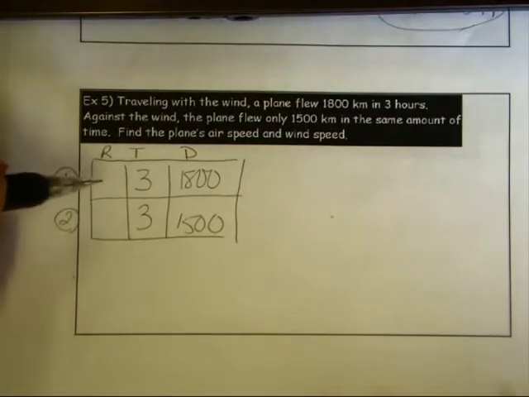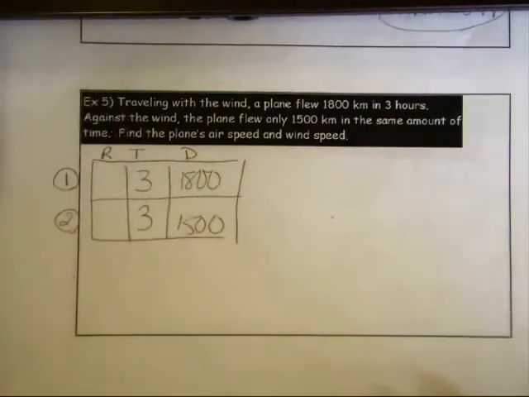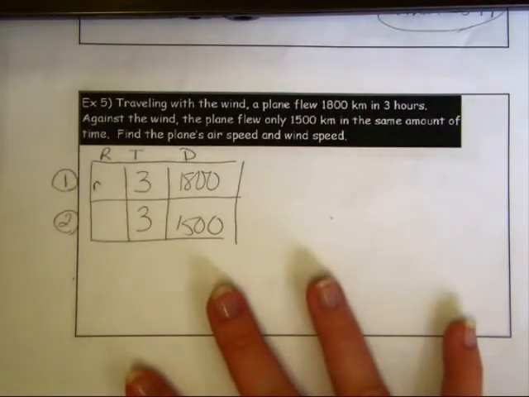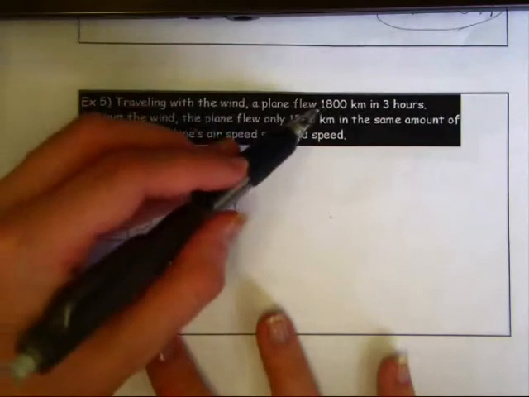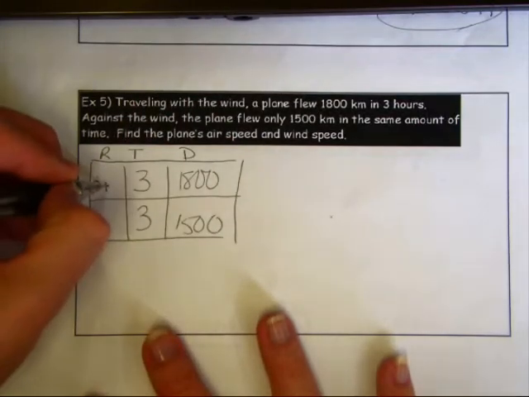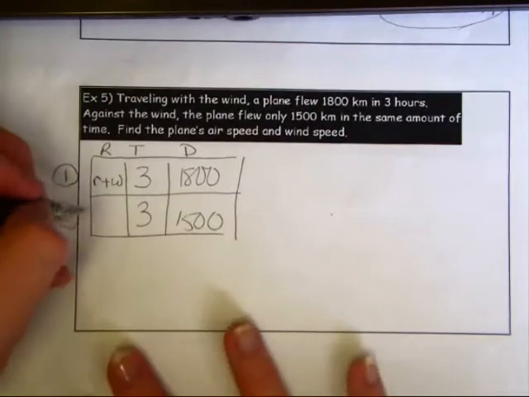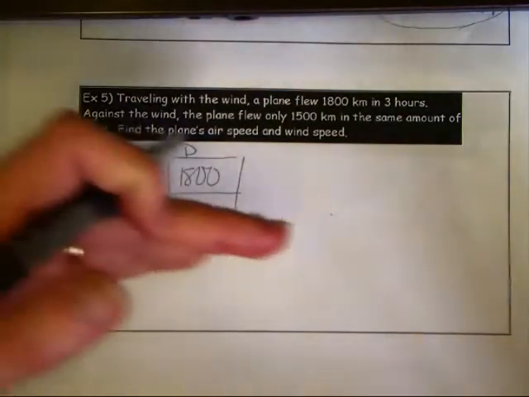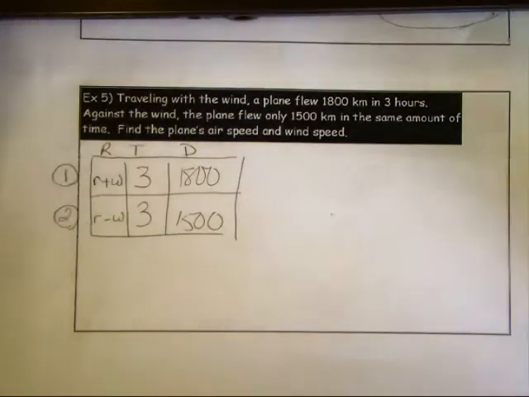They say nothing about their speed, do they? Their speed in the air or any of that. So if we don't know, we take their regular rate, like if there was no wind, and this one is with the wind. See how I said 1800 was with the wind? We have to add the wind to it because with the wind means it's pushing it along. This one would be minus the wind because it's going against the wind and it's getting slowed down.